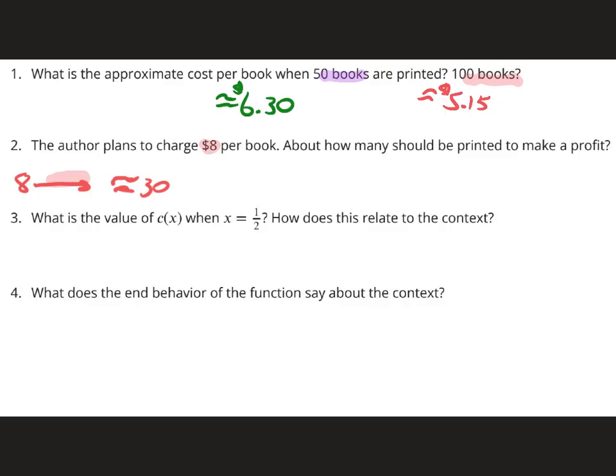So now, what is the value of C of x when half a book is printed, when x equals half? So that's half a book printed. If you stick 1/2 in for x, you'll get about 140, 150, somewhere around there. Now, how does this relate to the context? You can print half a book, but you can't sell half a book. So this is not a real answer.